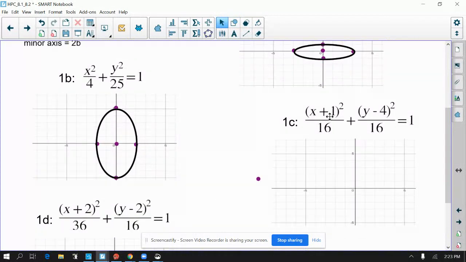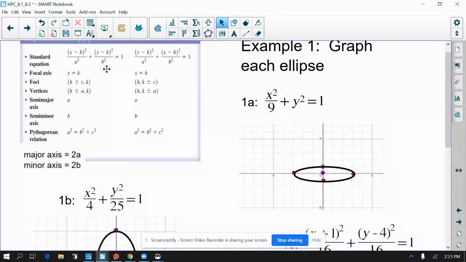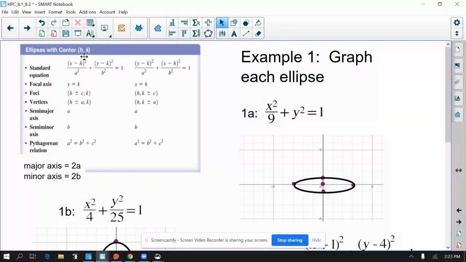1C. Look at this. A squared and B squared are the same. What does that tell you? This is a circle. The minor axis and the major axis are the same. We'll treat it like an ellipse, but it's going to be a circle here. And what's the center now? It's not 0, 0 anymore. Remember, the center is H, K. The H is always related to the x, no matter what side you're on, and the K is always with the y. So the H is the x value, the K is the y value.